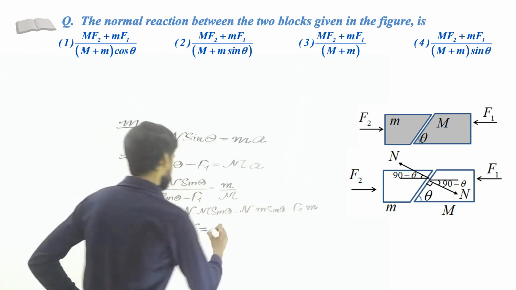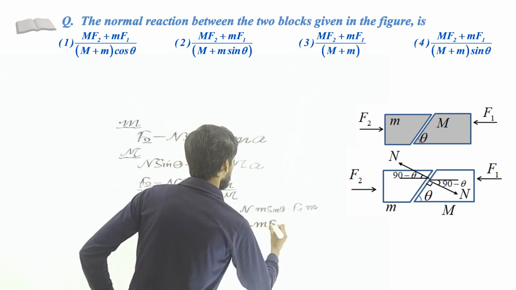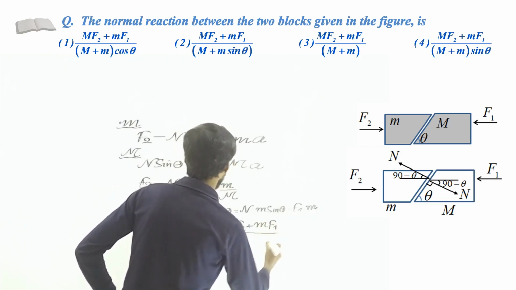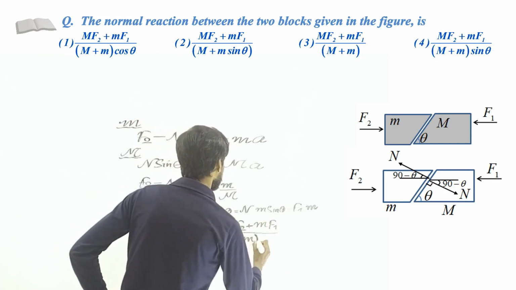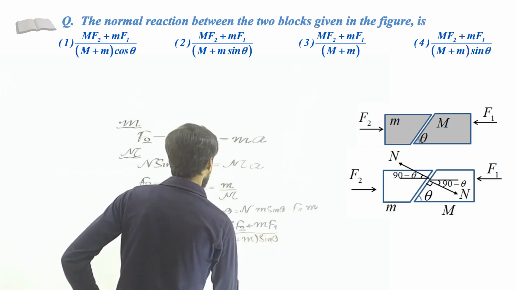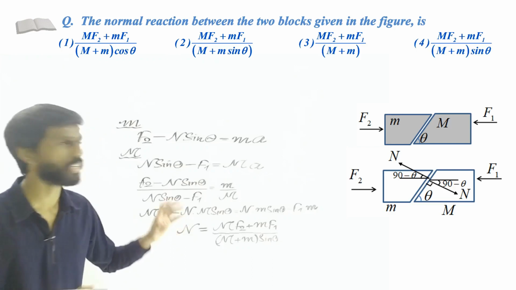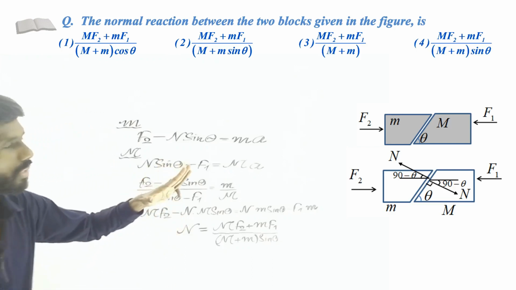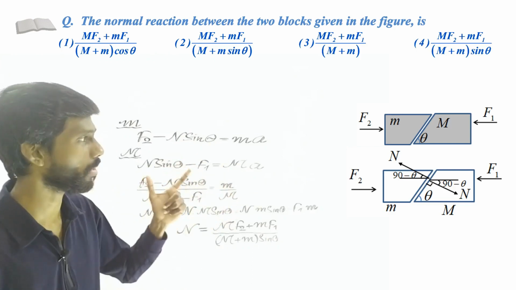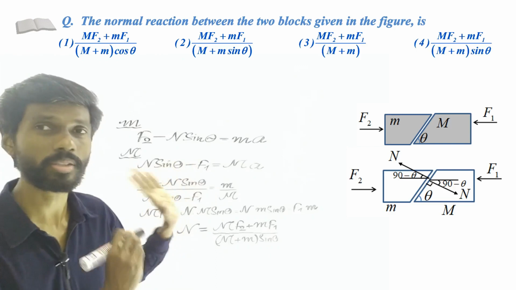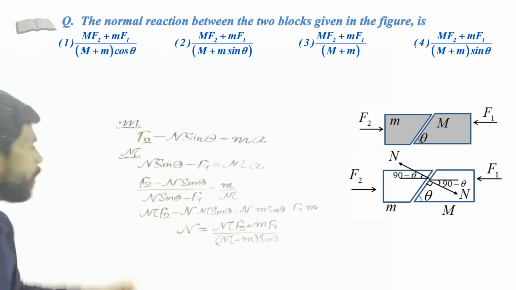f2 plus m f1 divided by m plus M multiplied by sin theta. That is our required normal reaction between these two blocks. It is similar to the other question that we have done, but the only thing is the surface is inclined, making some angle theta with the horizontal, so we have to take the component of the normal force in the required direction, the horizontal direction. So that gives you this answer. The normal reaction is (M f2 plus m f1) by (m plus M sin theta).